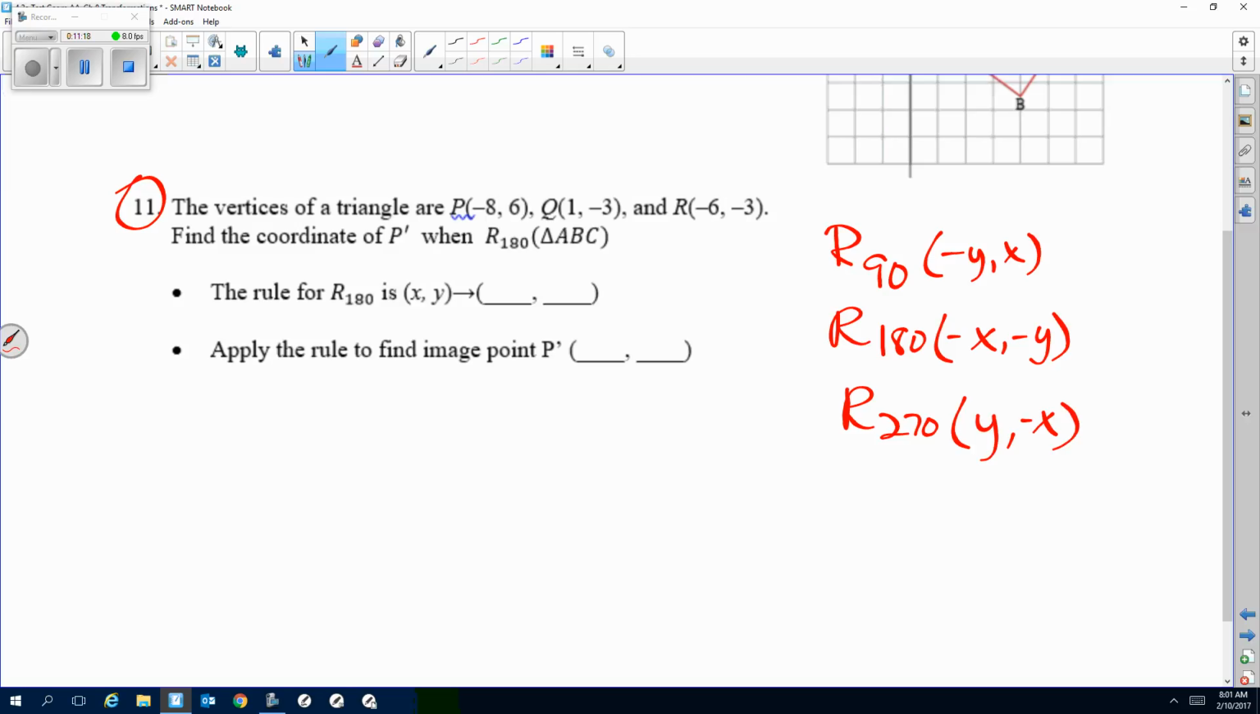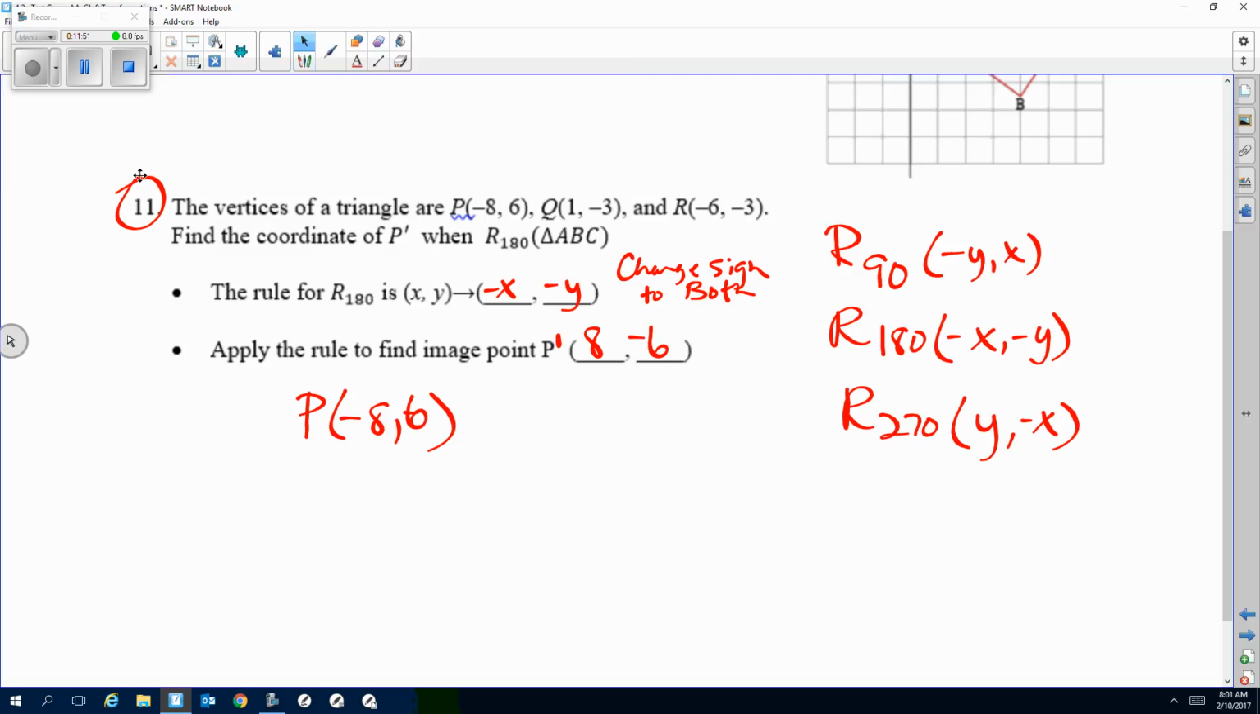So the first thing they asked was, what is the rule for 180? Negative x, negative y. This means we're just changing the sign to both x and y. Okay, so they want us to apply the rule to find the image of p. Well, p is negative 8 comma 6. So I'm changing the sign to both. So that means p prime, that's what the prime symbol is right there, is positive 8, negative 6. Okay, so you're definitely going to see that one again.